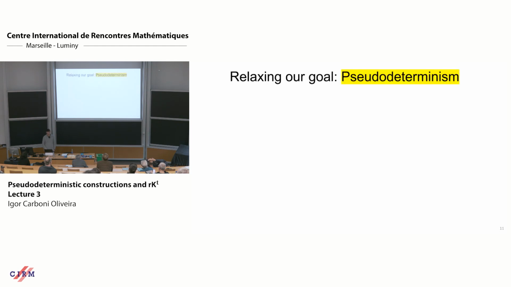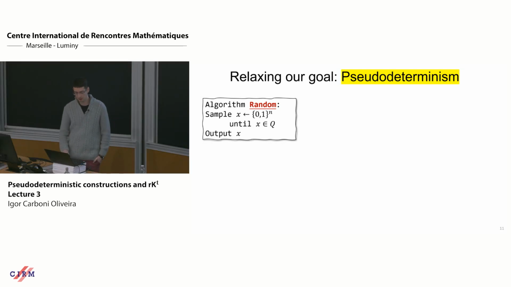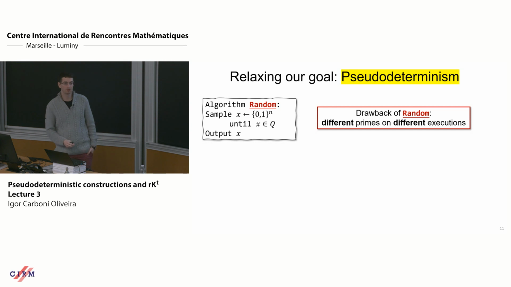For this reason, we're going to relax our goal, and we're going to be looking at what are called pseudodeterministic algorithms. To introduce this, let's review again the randomized procedure, where now you have this dense property. We keep sampling random elements until we find one that satisfies Q. So that's a great procedure. It does produce a prime. But it comes with an issue, which is that if you run this algorithm twice, we won't get the same prime. Ideally, we would like to have a canonical prime that is produced by the algorithm.